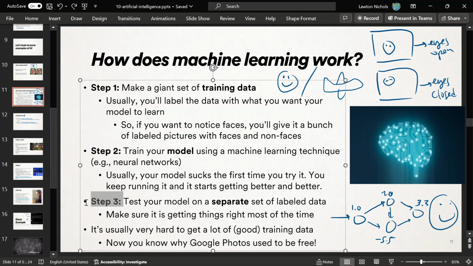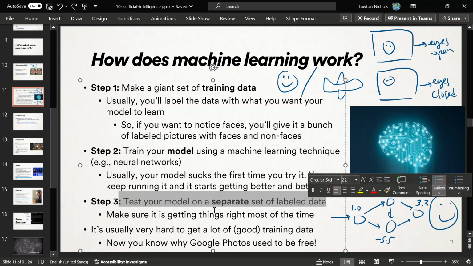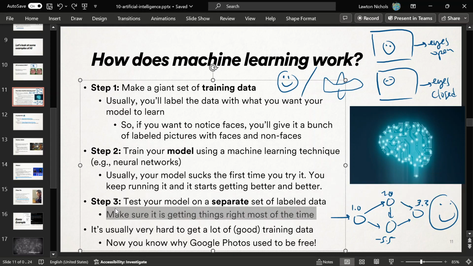And then finally, you took care to test your model. You took care to take some of your input data, your training data, and set it aside. You didn't use it to train your model, because you didn't want your model to memorize things. You wanted it to notice and figure out what faces are. So you test your model on a separate set of data, something that you did not train on, so that it couldn't memorize anything. And then you see if it actually did things right. So that's the last step. It's like, did it actually learn the thing? That's the 3-step process to machine learning.